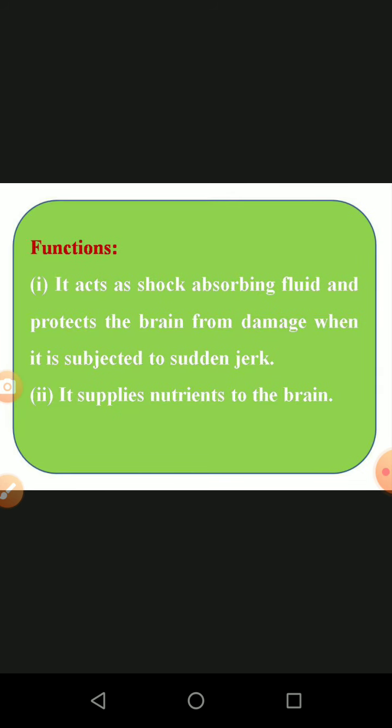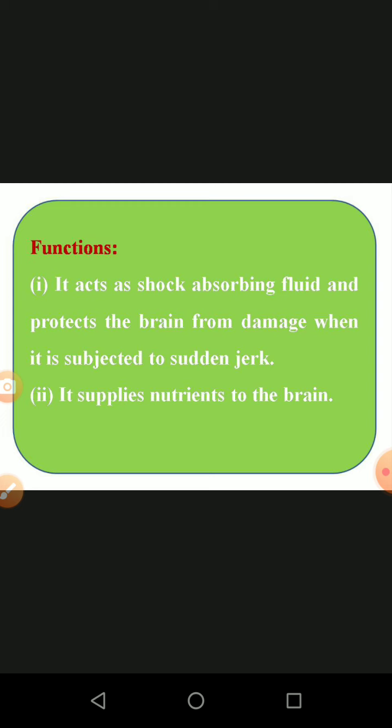Then we are going to see a very important thing, the functions of the cerebrospinal fluid. Each and every organ and each and every fluid secreted in our body does some kind of special function. According to that, the cerebrospinal fluid also does important functions. It has four different functions that we are going to study in this lesson. The first function is that it acts as a shock absorbing fluid.